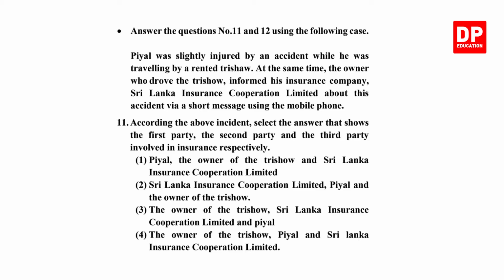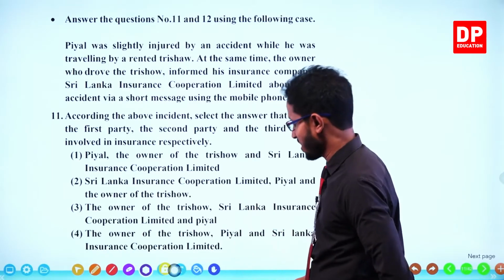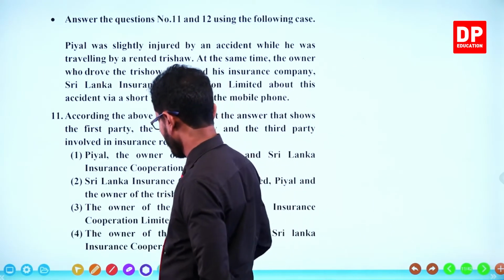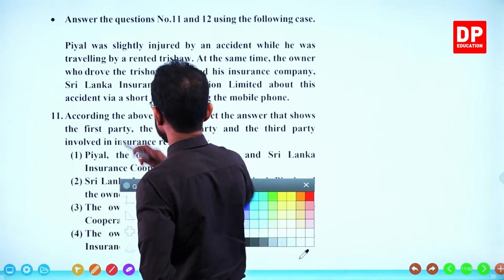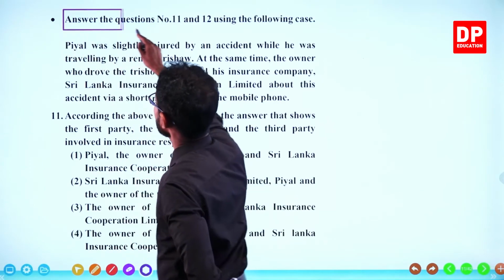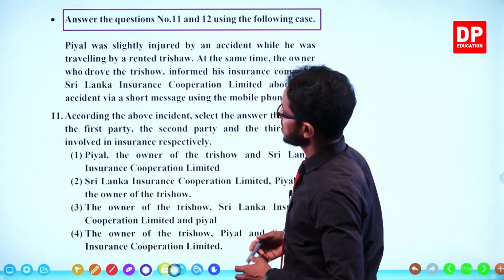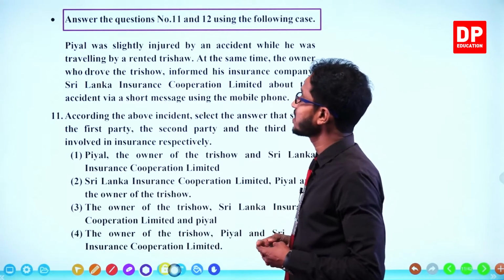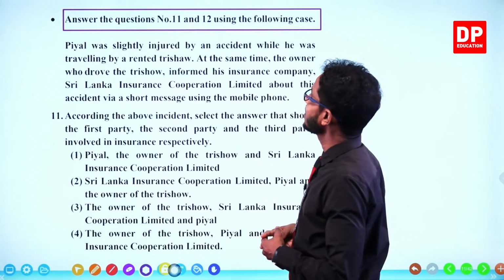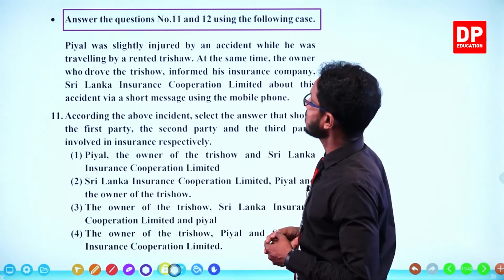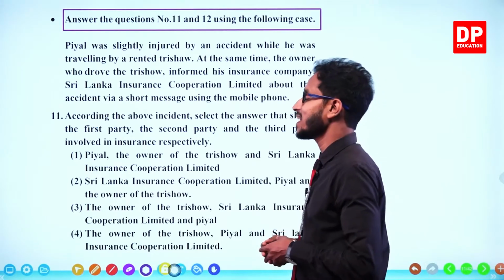Moving on. There's a case again. Cases everywhere. Going through the cases is fair. Answer questions number 11 and 12 using the following case.